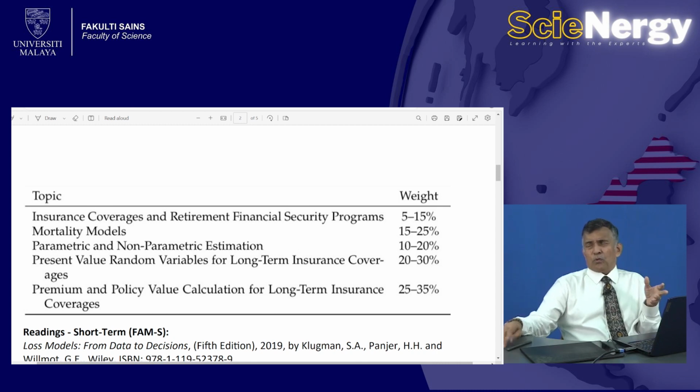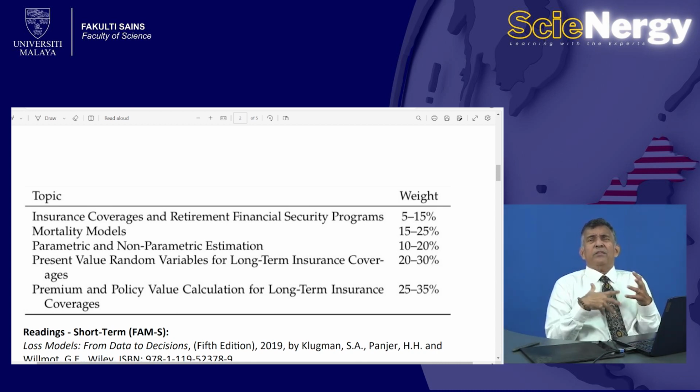The reason they have these weights is to give you an idea of the relative importance of these subtopics. For example, you have insurance coverages and retirement financial security programs. That section involves a lot of reading and remembering some facts about examples: types of life insurance products in the market, types of annuity products, disability insurance, all these kinds of insurance coverages that are available in the market. So a bit of reading to do. I'll give you a summary of those when you attend my class.